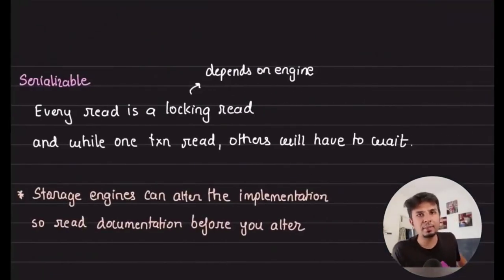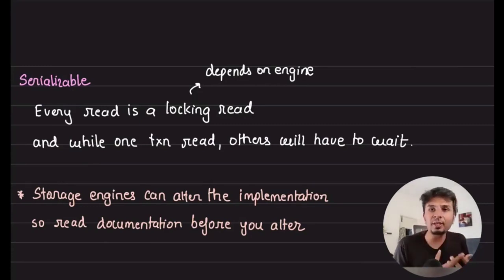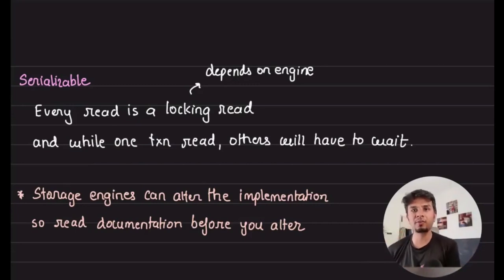What serializable does is it's the strictest form of isolation level, typically the slowest one as well. It enforces serializability. What I mean is every read that you do is a locking read. So when I read a particular row in a transaction, other transactions are not even allowed to read that particular thing. It just blocks everything, unless one has done processing completely, only then would the other transaction move forward.